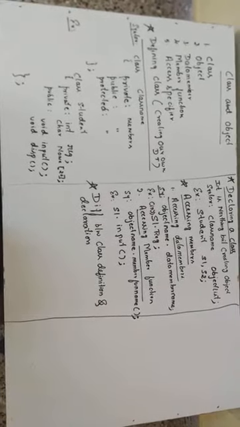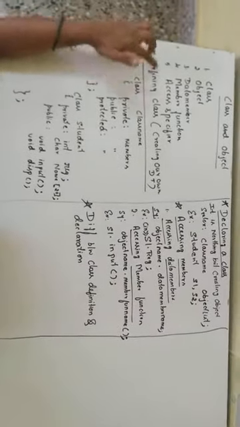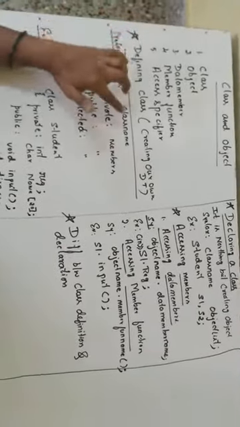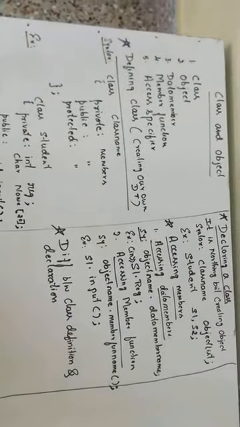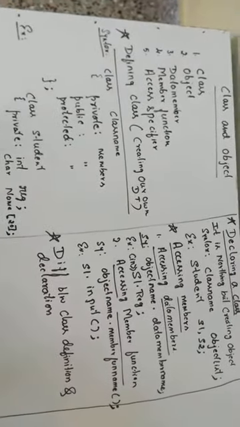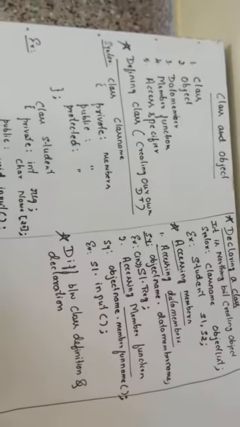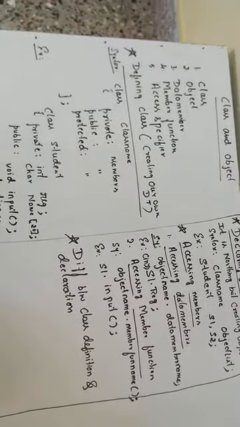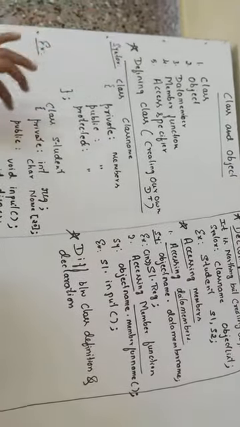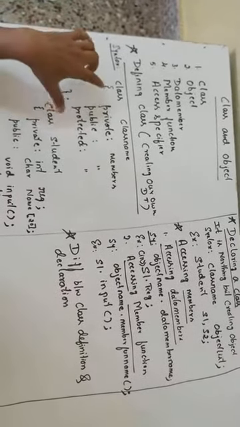See, the very first thing, defining a class. What is meant by defining a class? Defining a class is nothing but creating our own data type. Creating our own data type means we have to define a class. So you must know the syntax. You have to know the rules of how to define a class.